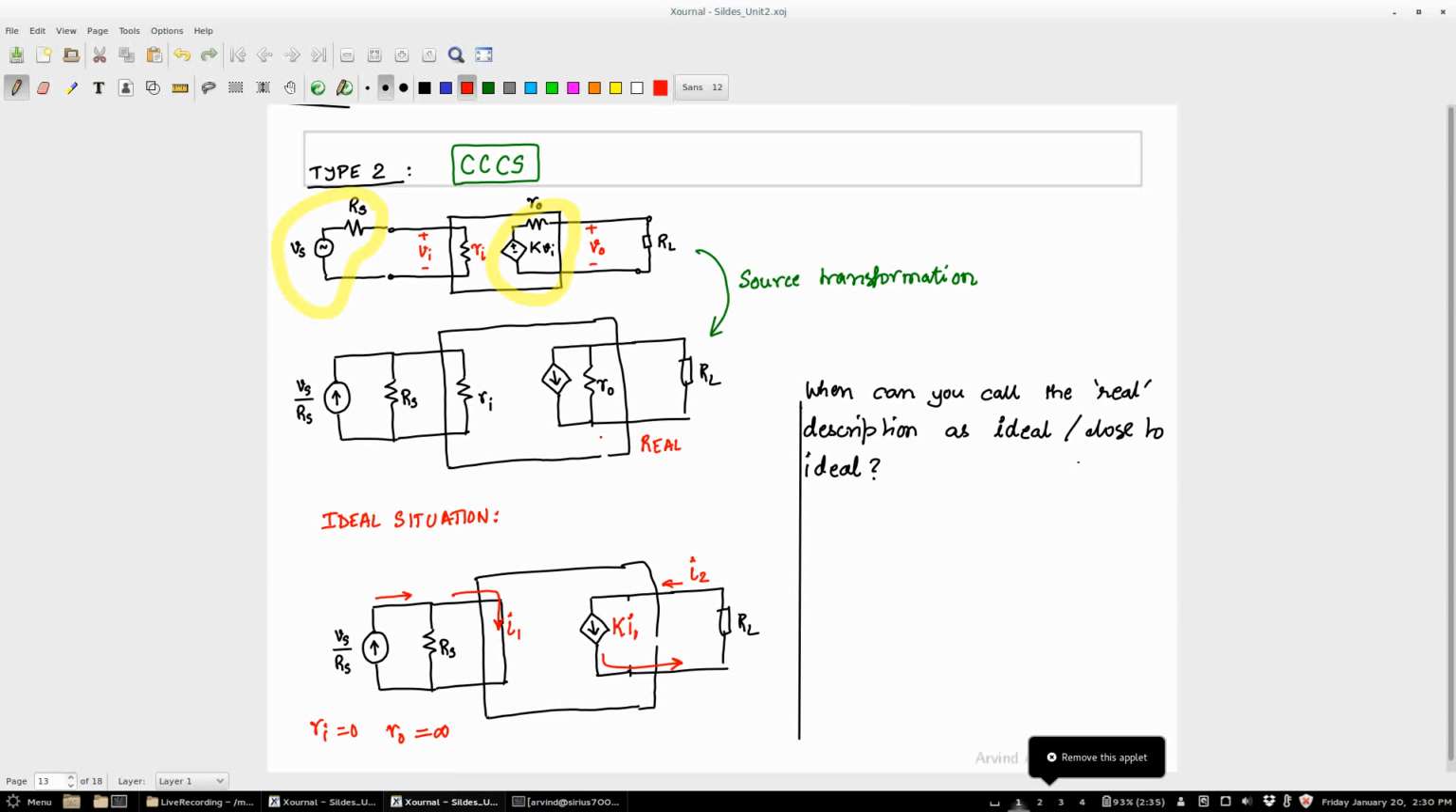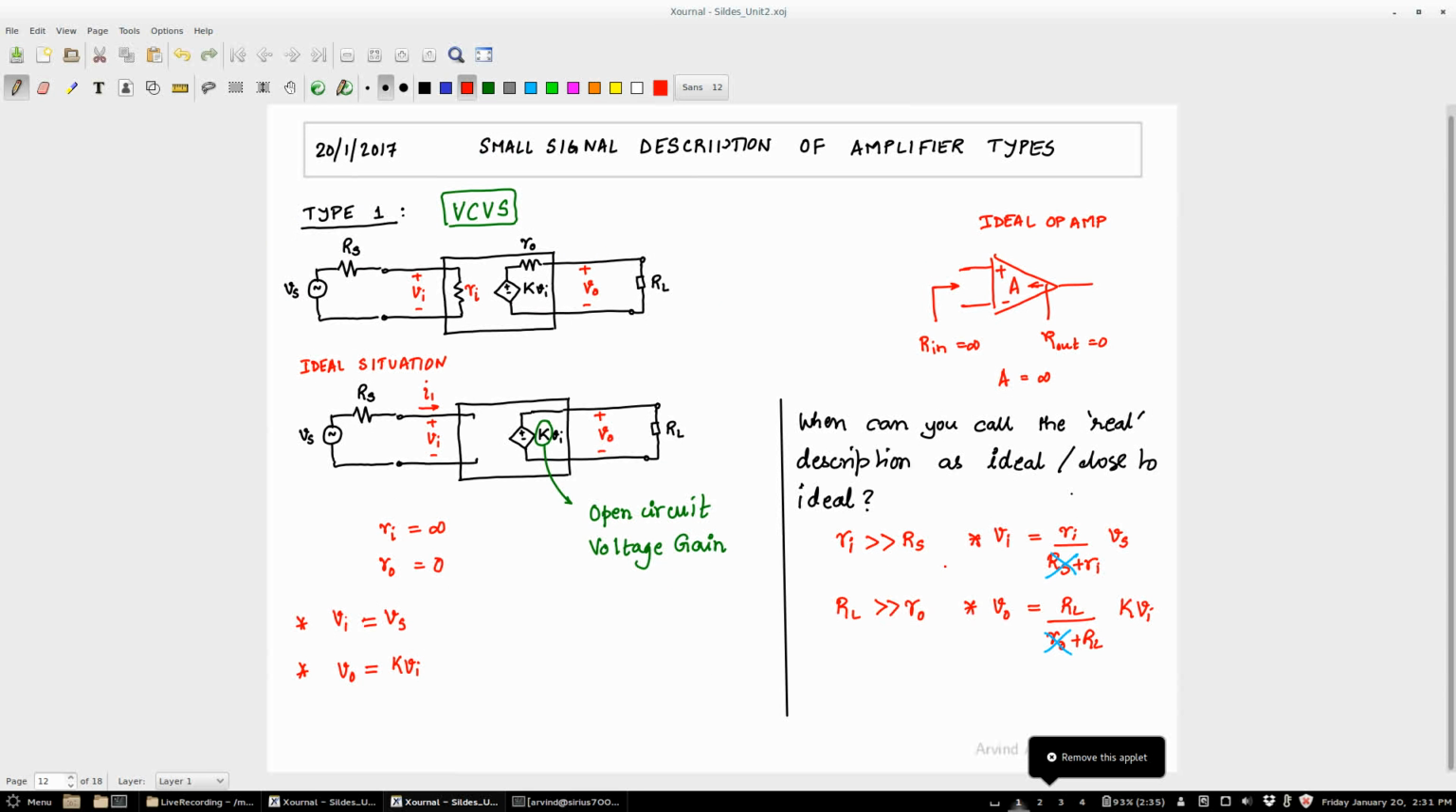Okay. So can someone tell me if this happens? When can you call this real circuit close enough to ideal? So your Ri must be less than Rs, correct, and your Ro must be greater than RL, right?